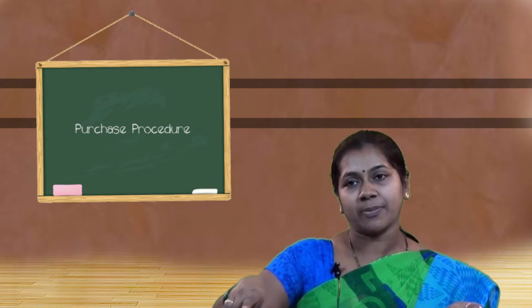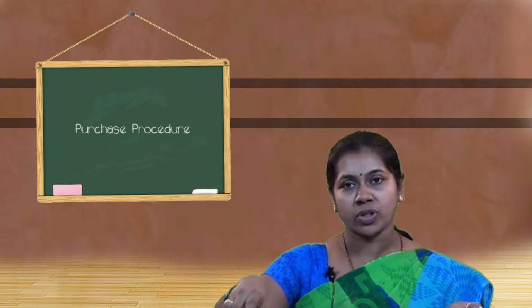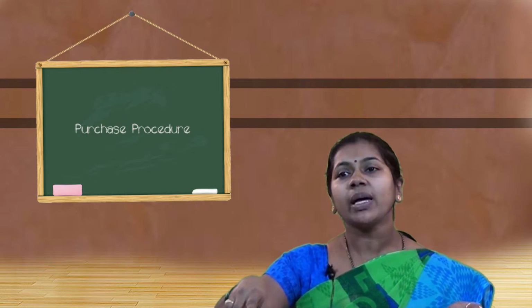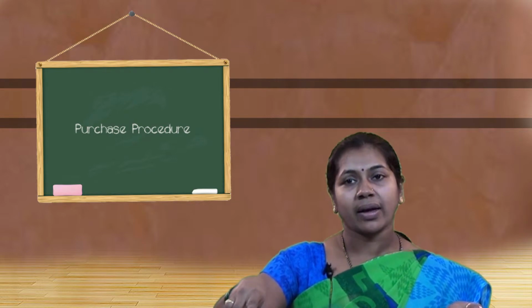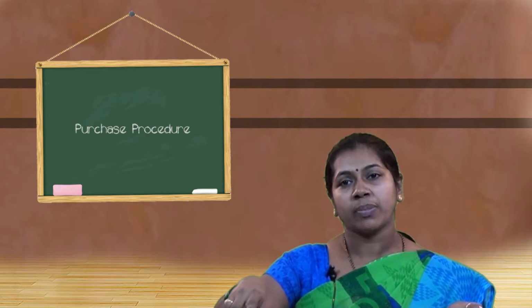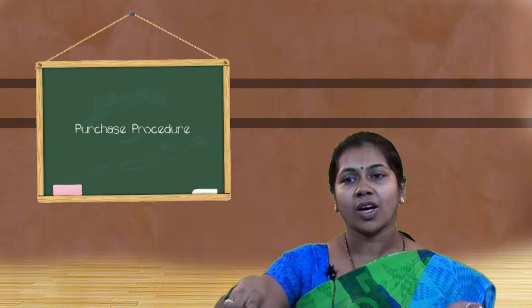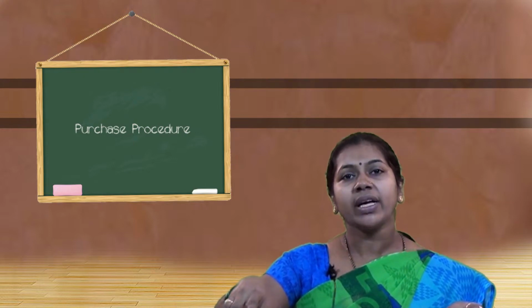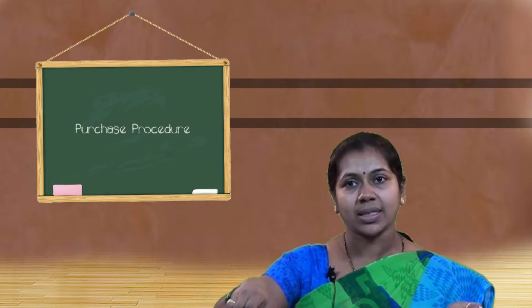There are 4 steps involved in the purchasing procedure. First one, receiving purchase requisition. Second, selection of the source of supply. Third step, placing the orders. Fourth one, receiving and inspection of materials.